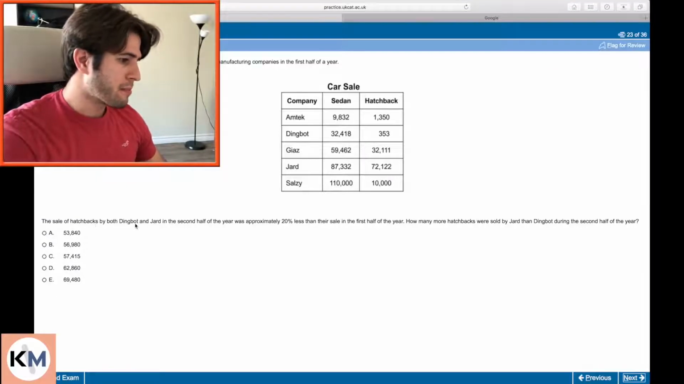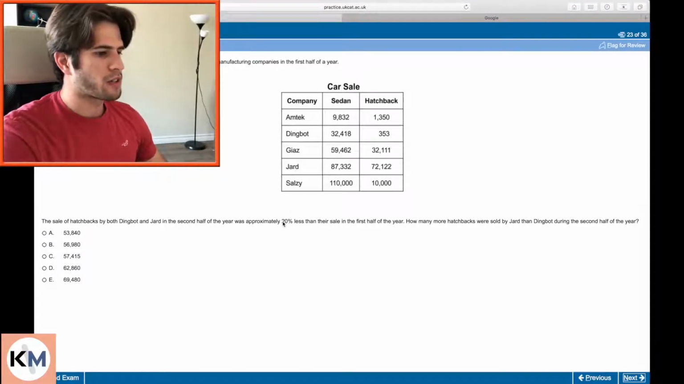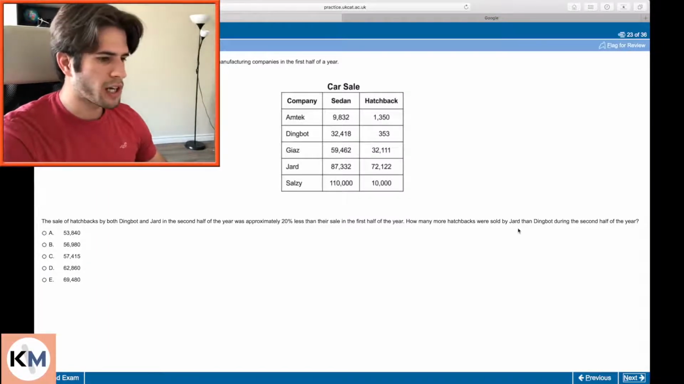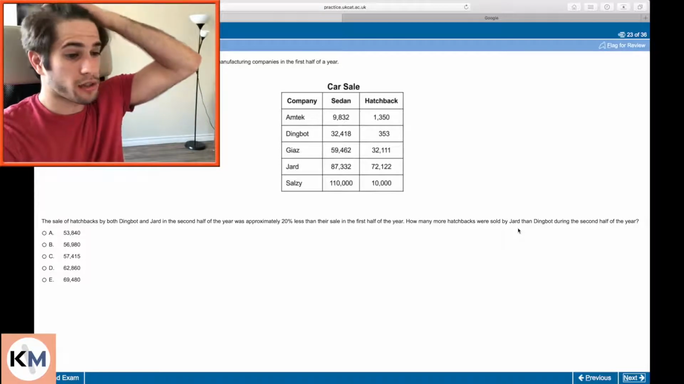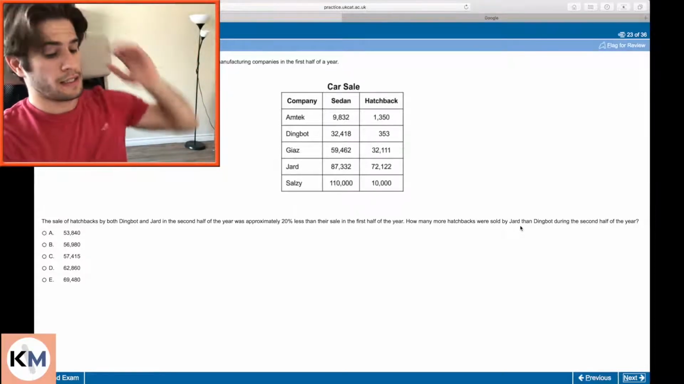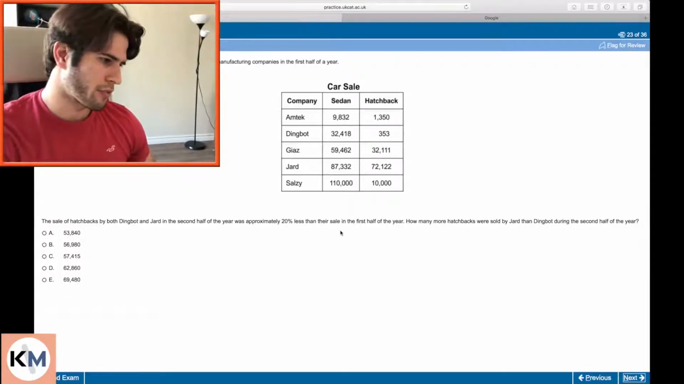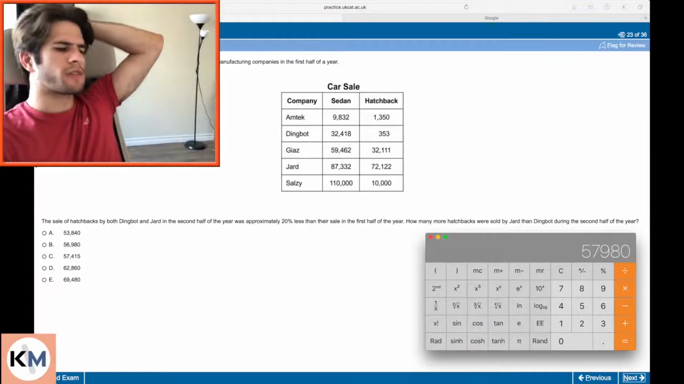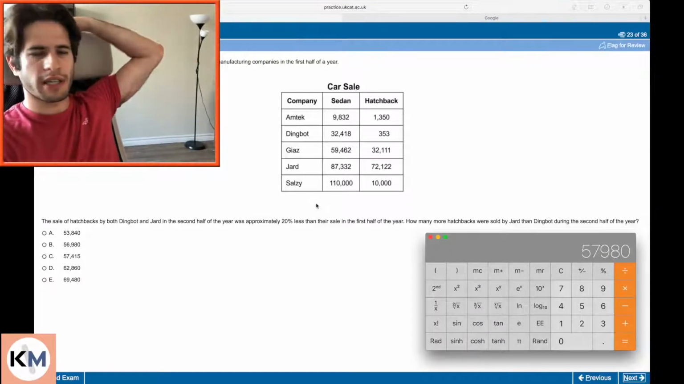The sale of hatchbacks by both Dingbo and Jard in the second half of the year was approximately 20% less than their sale in the first half of the year. How many more hatchbacks were sold by Jard and Dingbo during the second half of the year? I suck at these questions, but I'm gonna try and work through it. Okay, so clearly I don't understand this question too well.